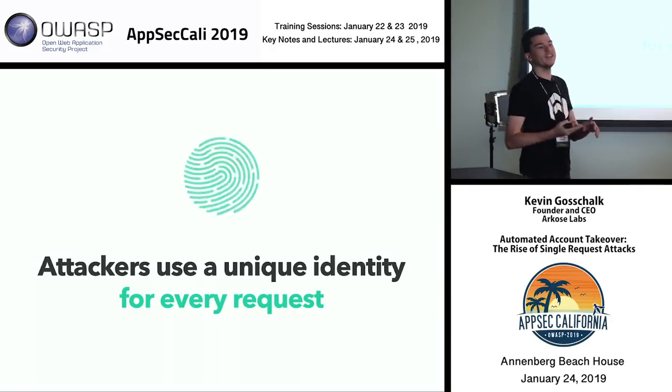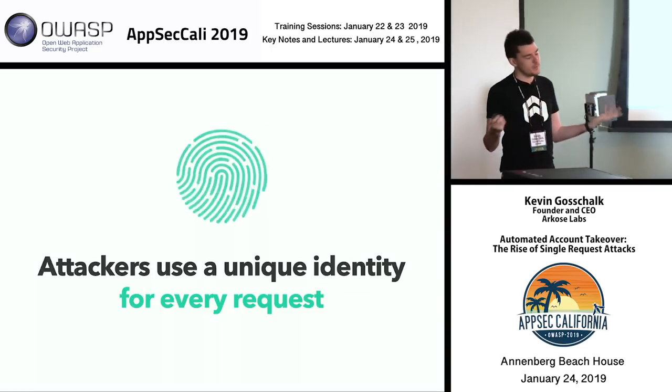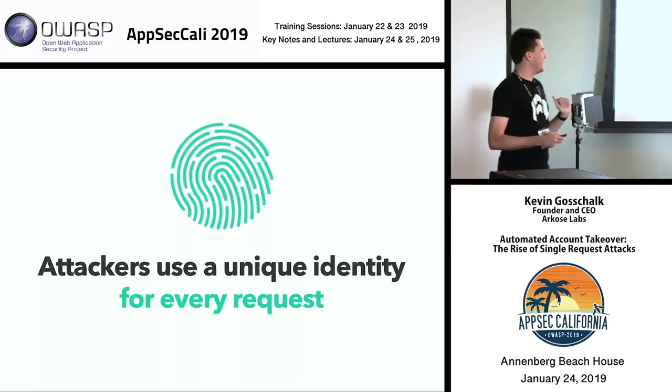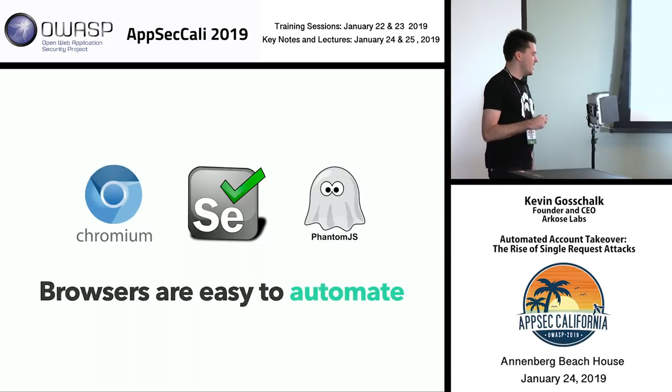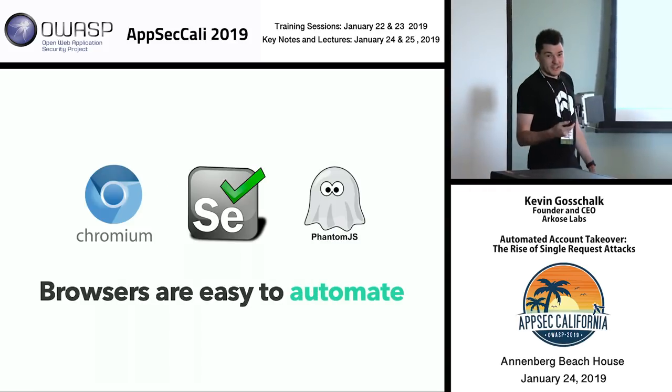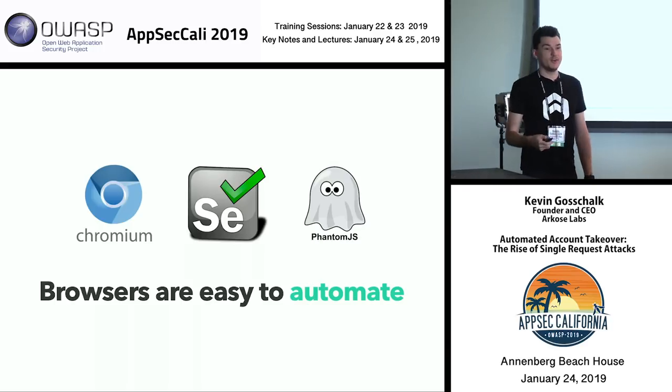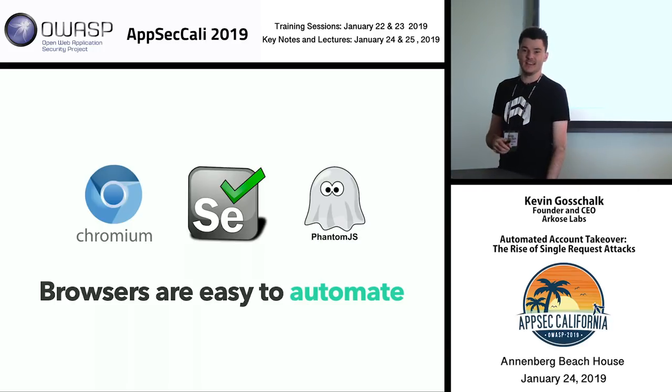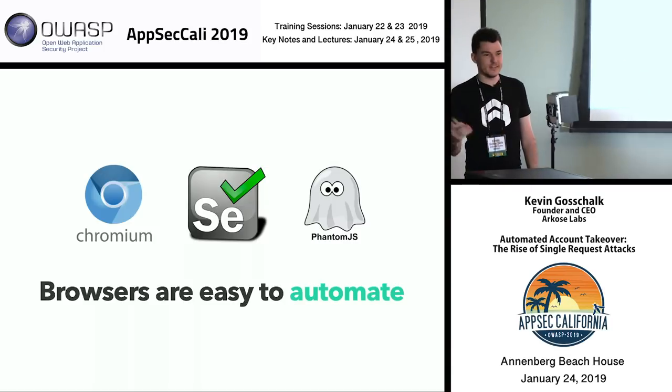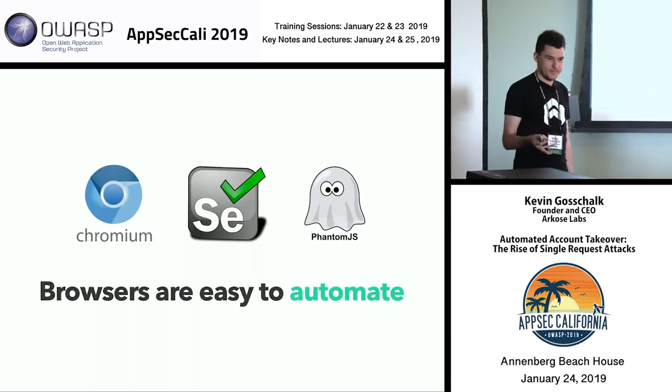You can't trust network data. Anything coming from an end user can't be trusted. So you can't rely on these identities either. Browsers have gotten increasingly easy to automate. Chrome released a fantastic browser that allows you to automate it. So they have a headless version of Chromium.